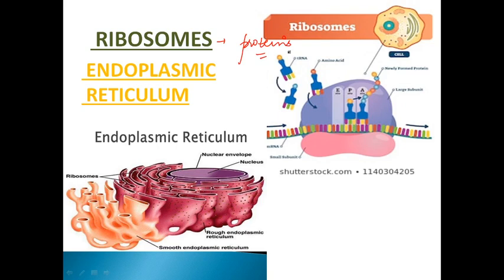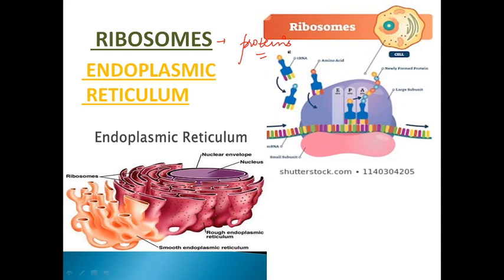There is another place where proteins are being synthesized, which is known as the endoplasmic reticulum. So let's talk about the endoplasmic reticulum. The endoplasmic reticulum is a membranous system of channels and flattened sacs that traverse the cytoplasm.